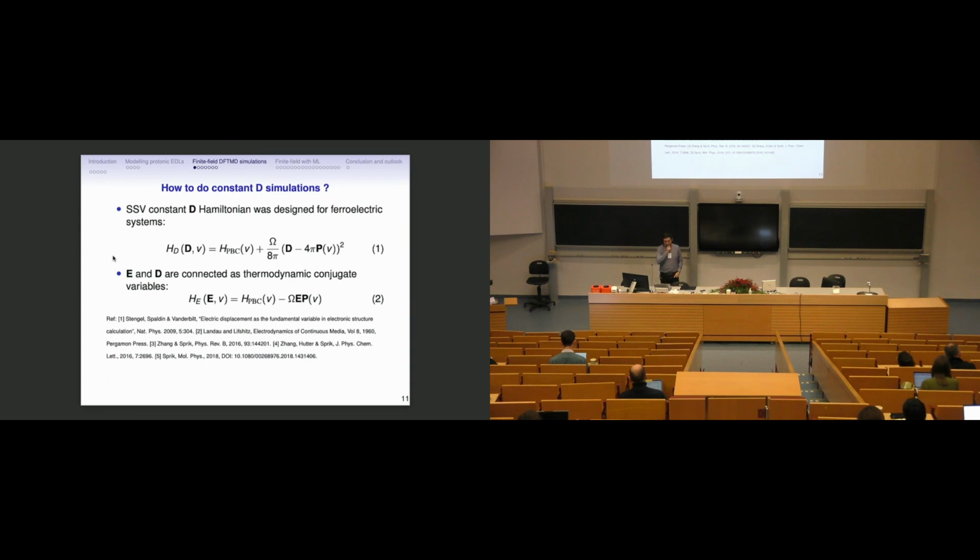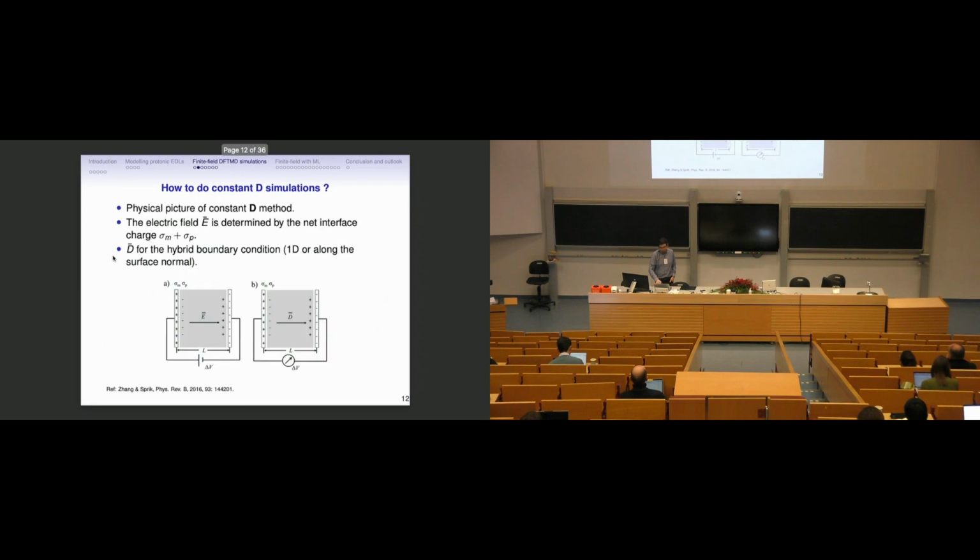This goes back to the seminal paper from Stengel, Spaldin, and Vanderbilt. They devised this constant electric displacement Hamiltonian to look at the ground state of ferroelectric systems. What they did was a Legendre transform from equation 2, and through the derivation you can show that you arrive at equation 1, which is the constant D Hamiltonian. So how do you get your head around the difference between E and D when it comes to simulation?